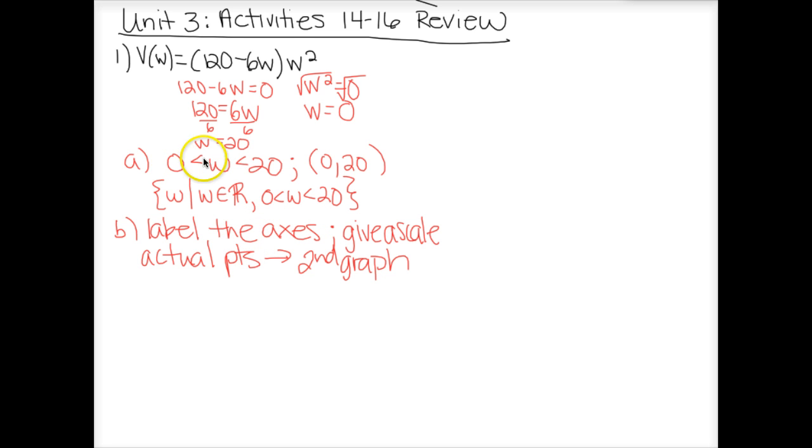If your domain has to go from 0 to 20, let's say we pick 10 because it's halfway between. If W is 10, 120 minus 6 times 10, which is 60, times 10 squared, well, this is 60. 60 times 100 is 6,000. So you need to make sure your y goes up high enough. So if this gives me 6,000, it might go higher than that because we go all the way to 20. So I went up to about 8,000 on my original graph when I did it on my paper.